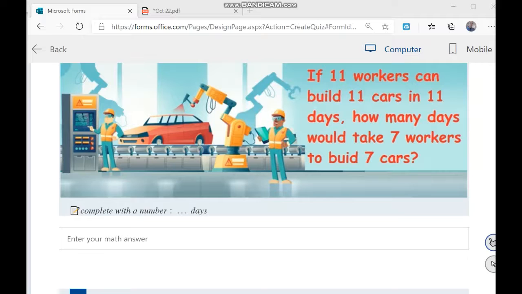So you define that each one worker is going to build 1 car in 11 days. The answer is going to be 11. 11 is the right answer for the bell work.